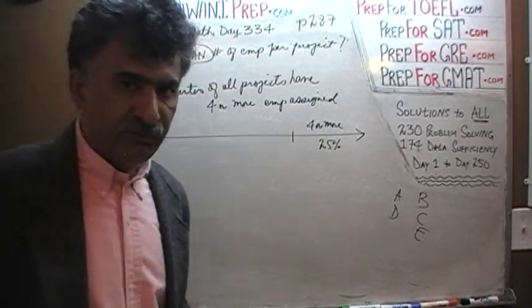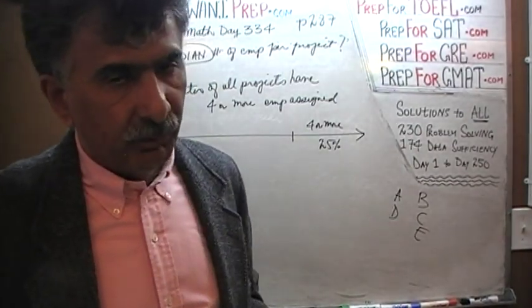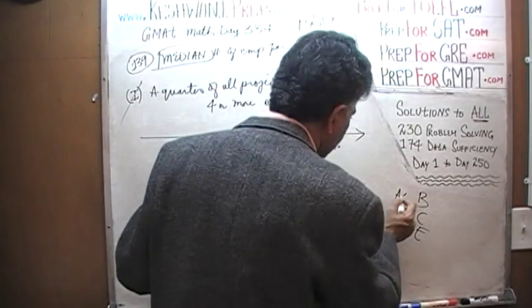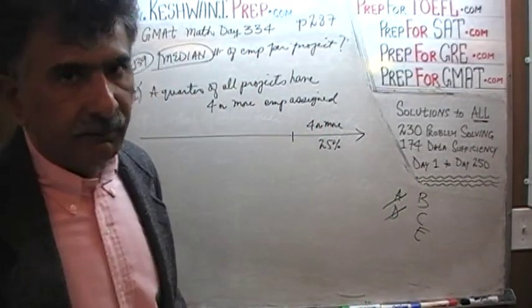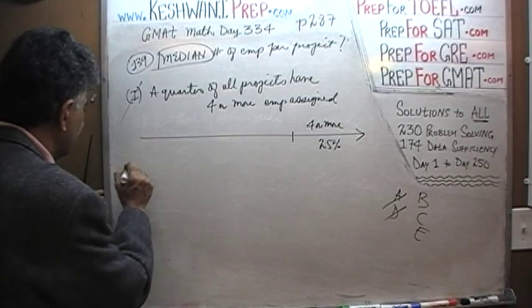A, D, B, C, E. Now that we established the first statement by itself is not enough, we know now that the answer cannot be A or D. It would have to be either B, C, or E. Let's look at the second statement.